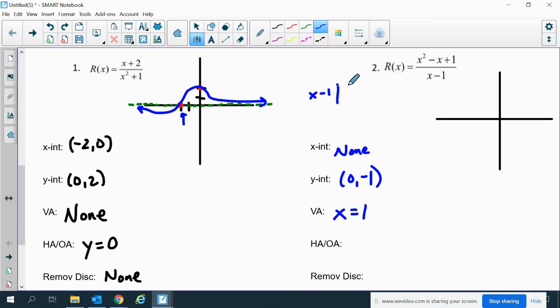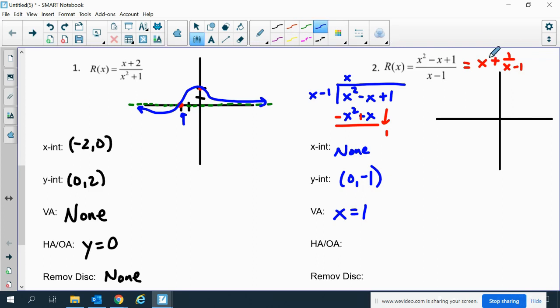x minus 1 is dividing x squared minus x plus 1. So x would be the first one that goes up here. x squared minus x. Oh, that works out really nice. So when I subtract these two things together by changing the signs, these things both go away, and I pull down a 1. So that means that this function is the same thing as x plus 1 over x minus 1.